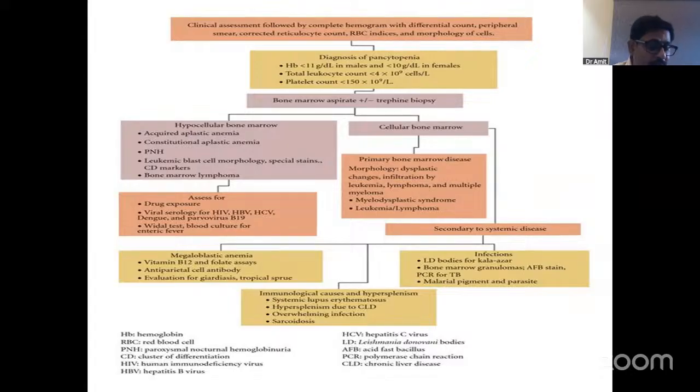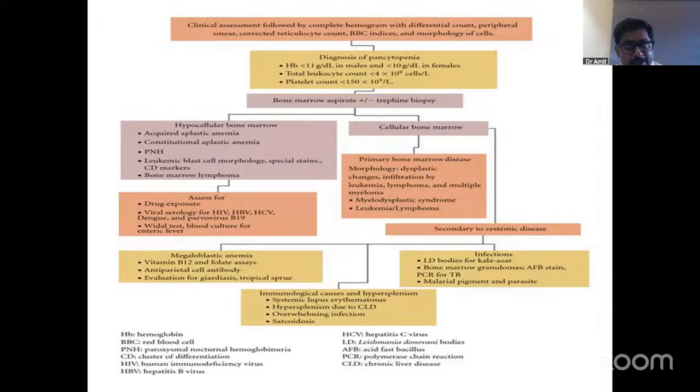What is the diagnostic criteria? The diagnostic criteria is hemoglobin of less than 11 grams per deciliter in males or less than 10 grams per deciliter in females, a total leukocyte count of less than 4,000 per liter, a platelet of less than 150 million. Based on this diagnosis of pancytopenia, we proceed to bone marrow biopsy or a trephine biopsy.